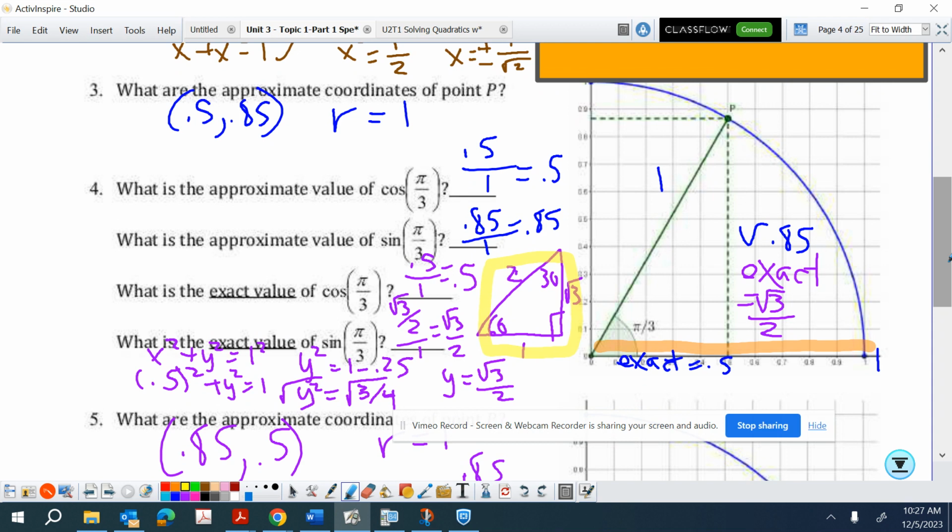This is another special triangle. How do I know? Pi over 3 is the same as 60 degrees. So I know if it's a right triangle, then the angles have to be 30, 60, 90, and the sides have to be correspondingly 1 for the 30-degree angle, square root of 3 for the 60-degree angle, and 2 across from the 90-degree angle. So either using Pythagorean or my special right triangle, I can do the exact values of cosine and sine.